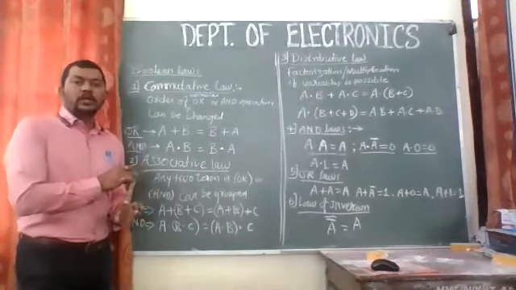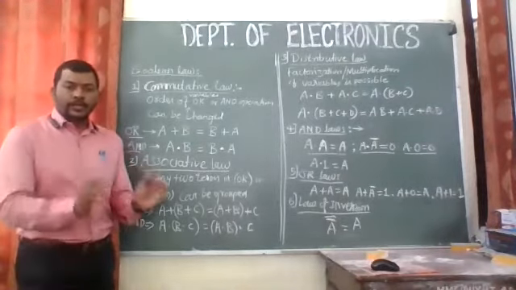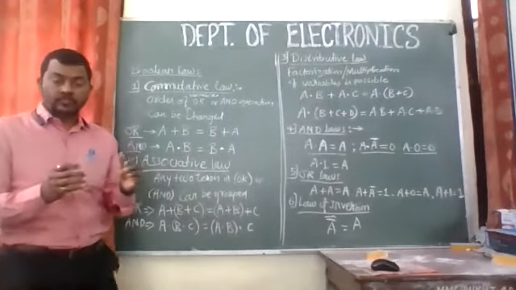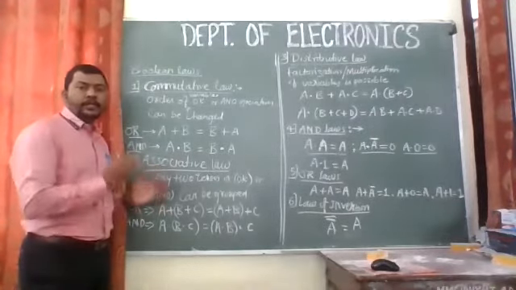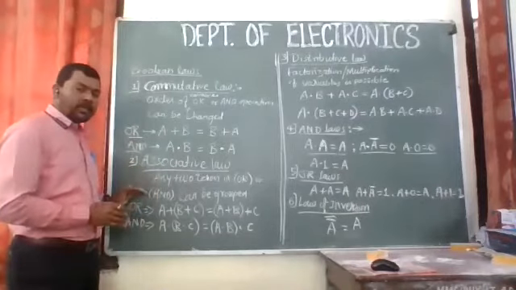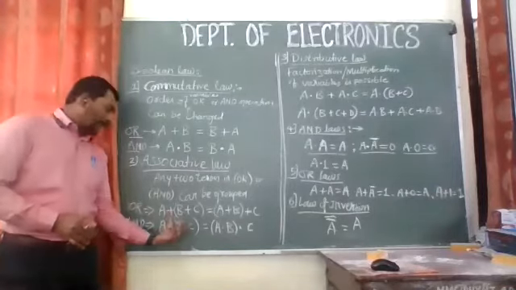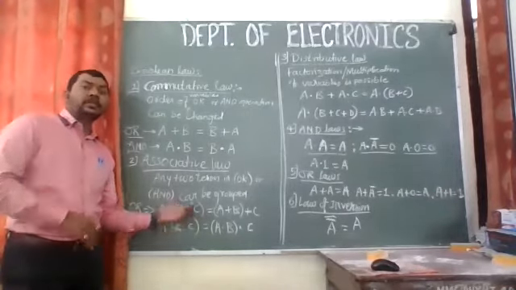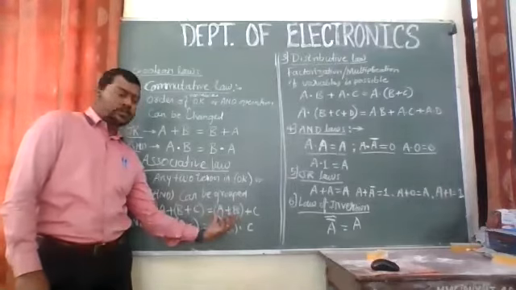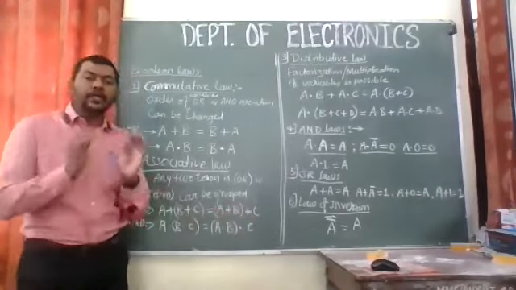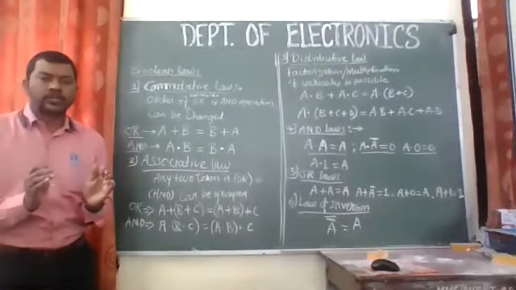The second law is called the associative law. The associative law means that any two terms in a sum or a product can be grouped. So we can group any two terms, right? In this case, we have taken three variables. For the OR operation, we write it like this: A plus in bracket B plus C, right? Now this can be written as equal to, grouping these two variables now, A plus B, plus C. So any two variables, any two terms can be grouped. That is the associative law.